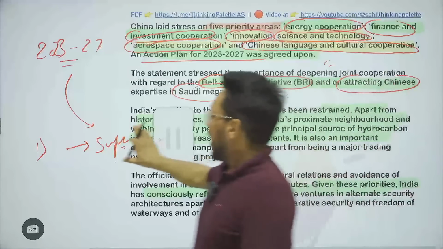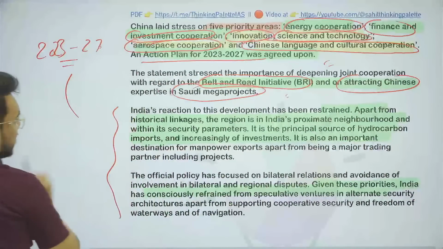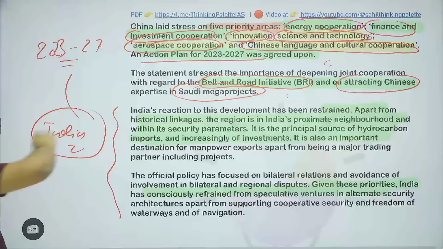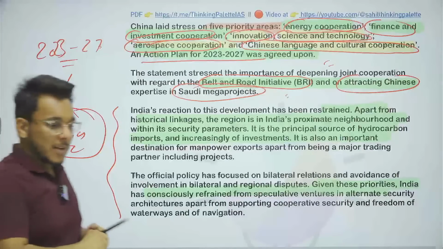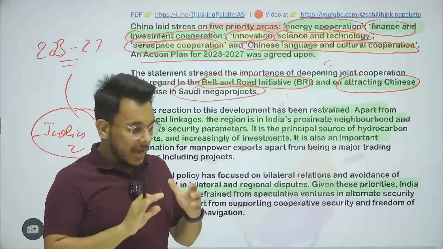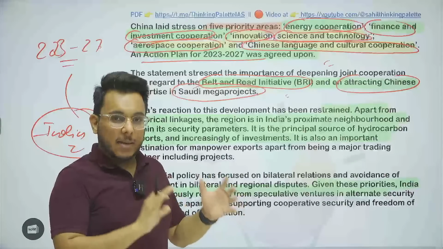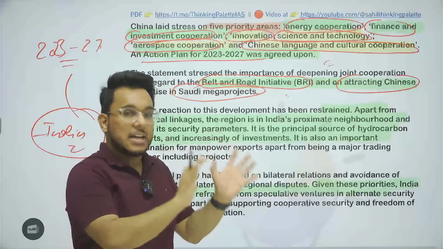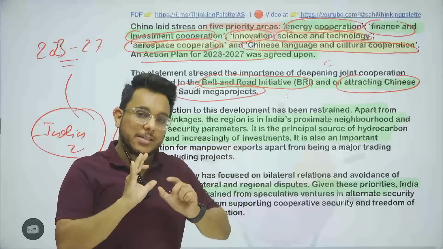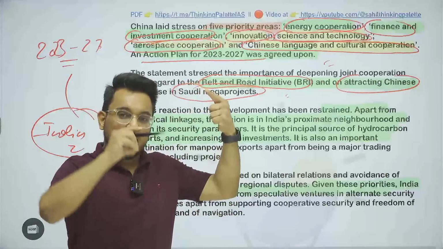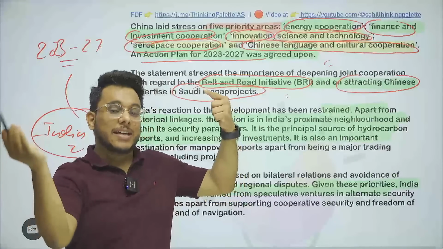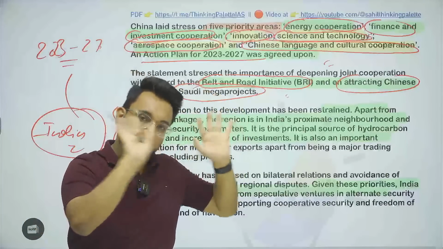Now, a very important assessment that comes here is: what is India's reaction to this development? Guys, first of all, yes, India is always concerned about China's rise, because China's rise will lead to China-India adversaries. Whenever China wants to rise, China tries to become the regional hegemon, and to become the regional hegemon, China needs to show that it can dominate India. So this is one concern.